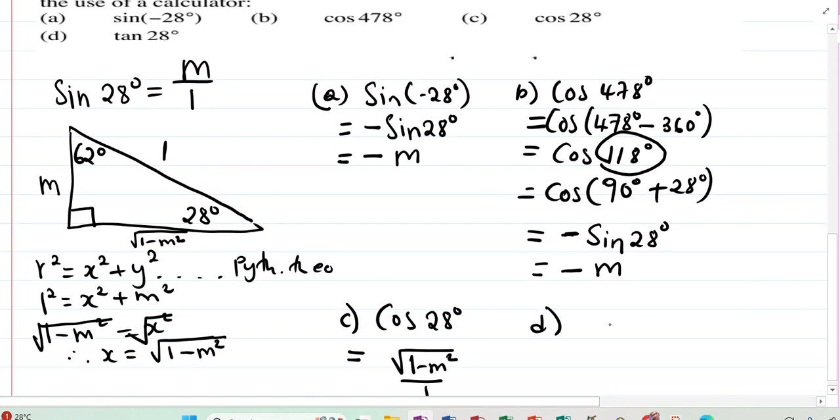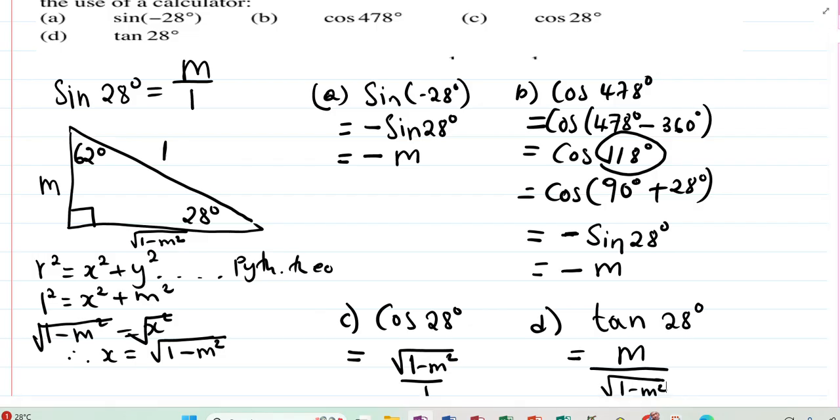D, they want the tangent of 28 degrees. So the tangent of 28 degrees, you are also going to get it from our diagram. Tangent is opposite over adjacent, which is the square root of 1 minus m squared. That's how you go about it.